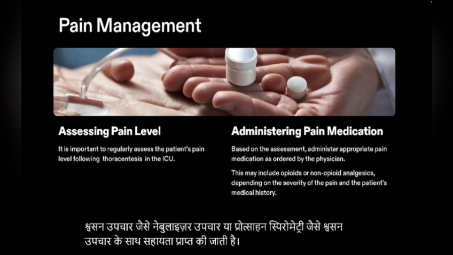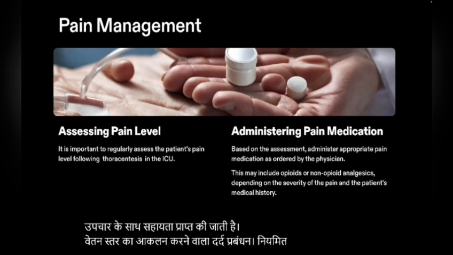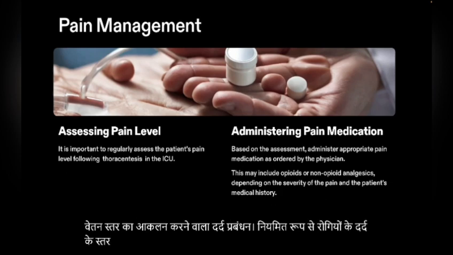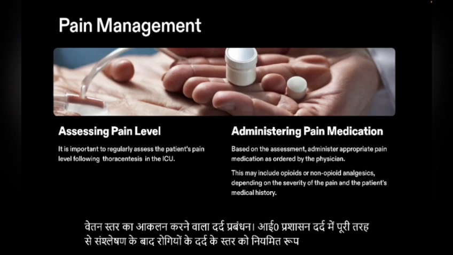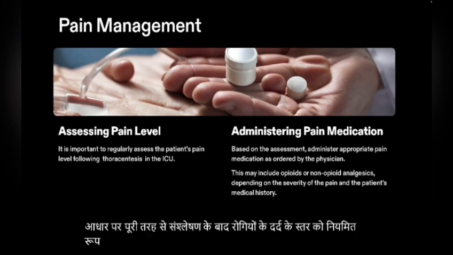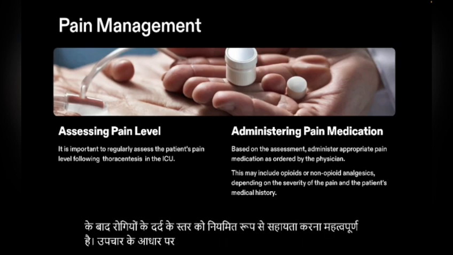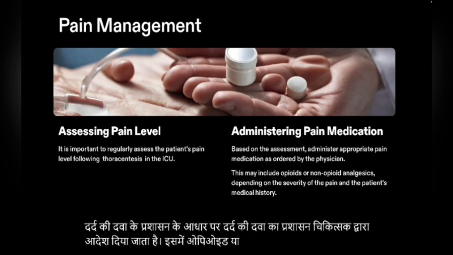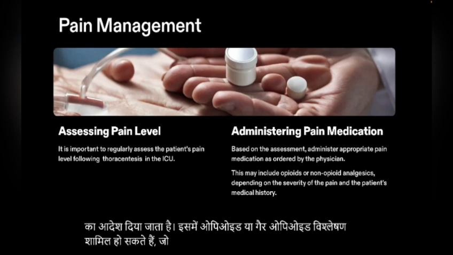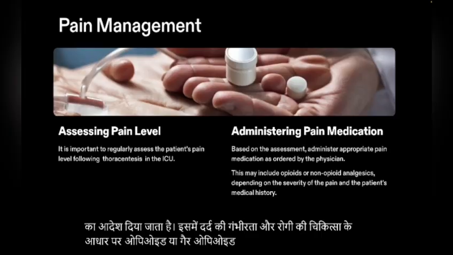Pain management. Assessing pain level. It is important to regularly assess the patient's pain level following thoracentesis in the ICU. Administering pain medication. Based on the assessment, administer appropriate pain medication as ordered by the physician. This may include opioids or non-opioid analgesics depending on the severity of the pain and the patient's medical history.